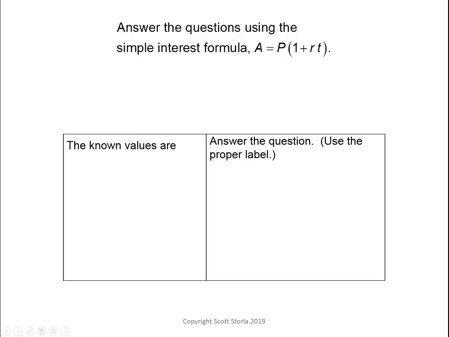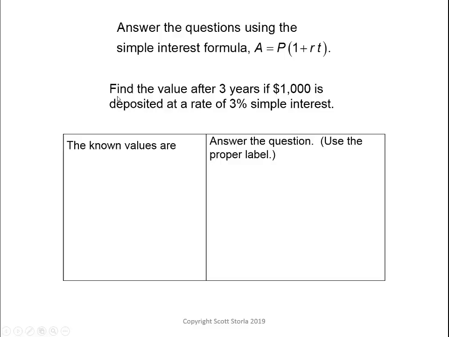Now, when I have you doing these problems, what I would like you to be able to do is use the formula that you're given along with some information to fill in two ideas. First, within the information, I'd like you to identify the values that we know. Secondly, I'd like you to substitute these values into the proper place and then simplify the expression. For instance, see if you can find the value after 3 years if $1,000 is deposited at a rate of 3% simple interest.